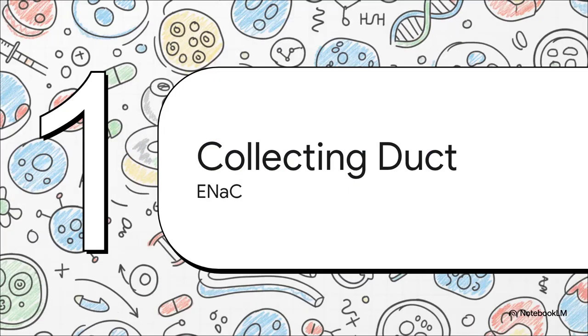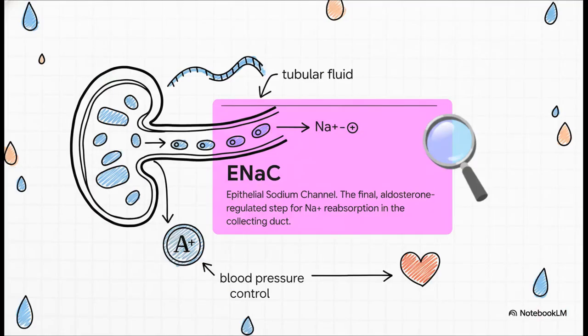All right, we have reached our final destination. We're at the late distal tubule and the collecting duct. This is the last stop for sodium reabsorption. The final decision point controlled by aldosterone, and the key player here isn't a cotransporter, it's a channel, ENaC. This is the epithelial sodium channel, or ENaC. It's just a straight-up open door for sodium to enter the cells from the tubular fluid. Now, while it only handles a tiny fraction of the total sodium, its regulation is absolutely critical for your final urine sodium concentration and, of course, your blood pressure.